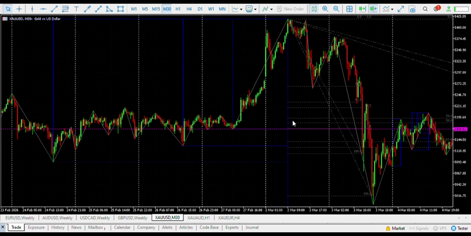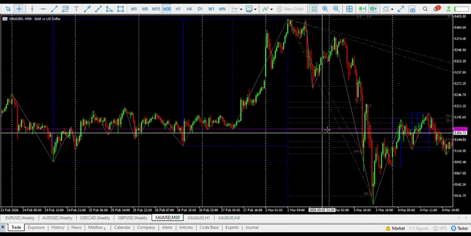And then what did I do next? I now got my 30 minutes time chart, which is my final time chart most times, and then I boxed it, and then I got this support level. Getting this support level, what did I do? I pulled my Fibonacci when I got a breakout from this support level.